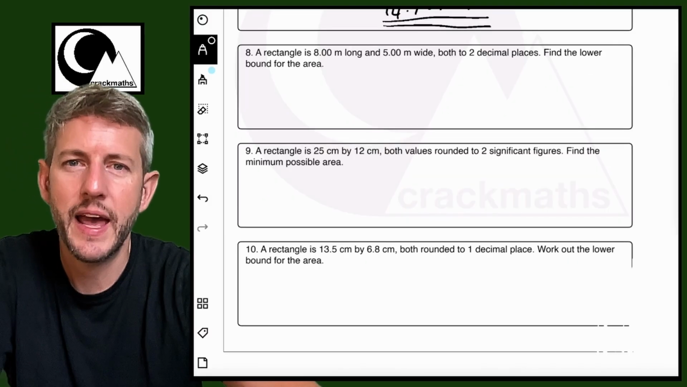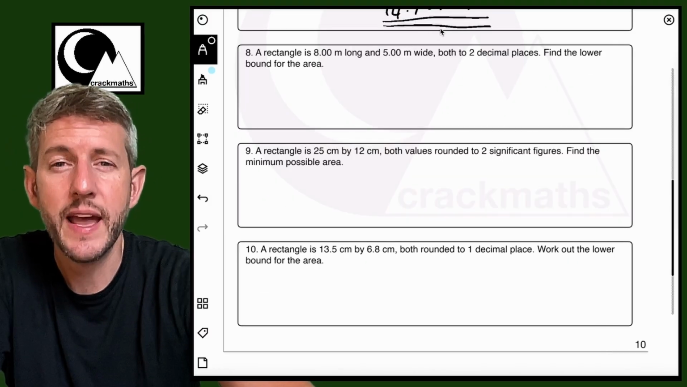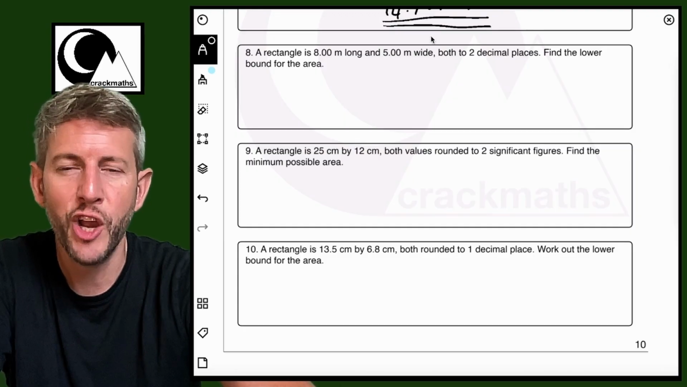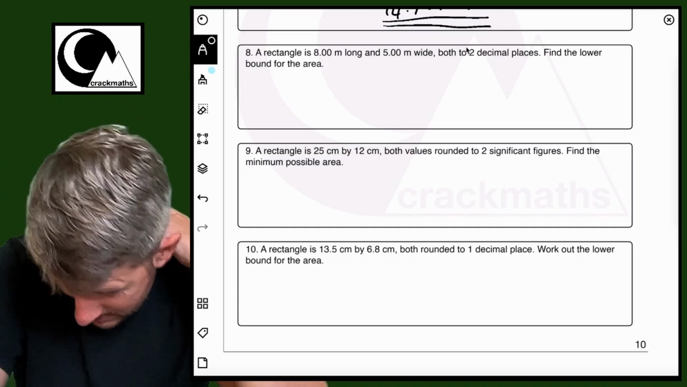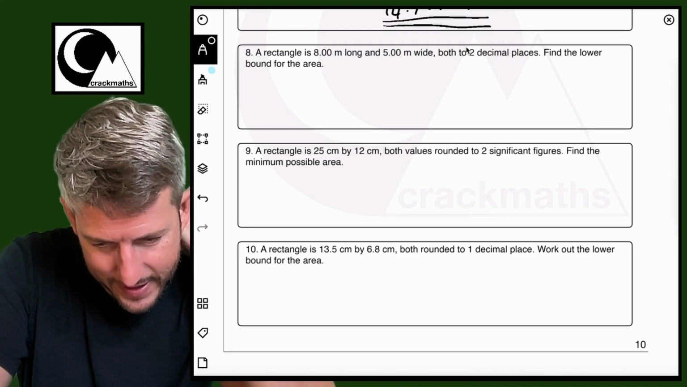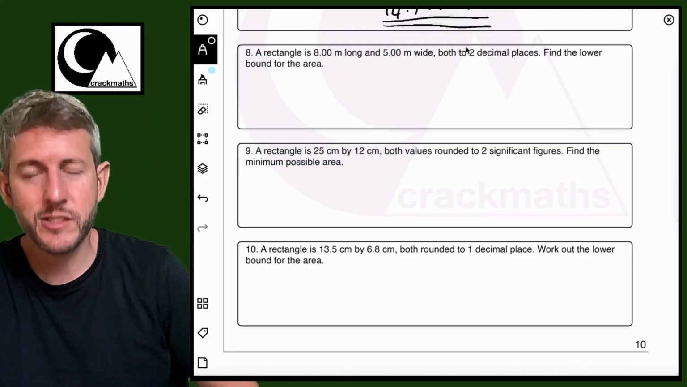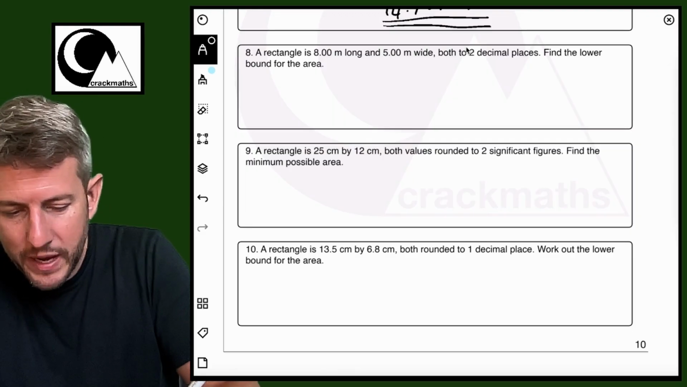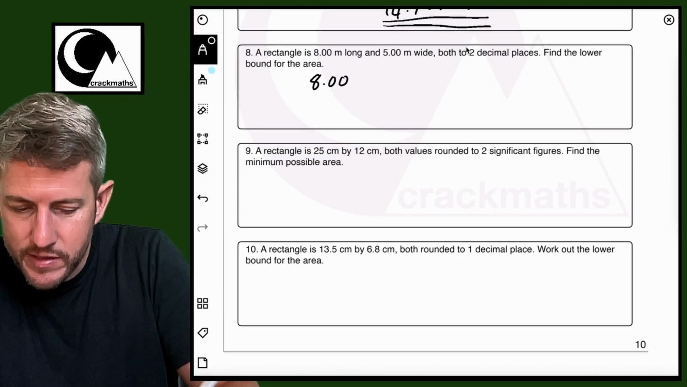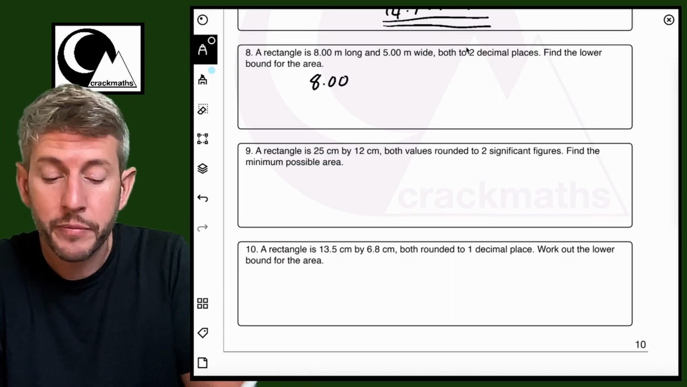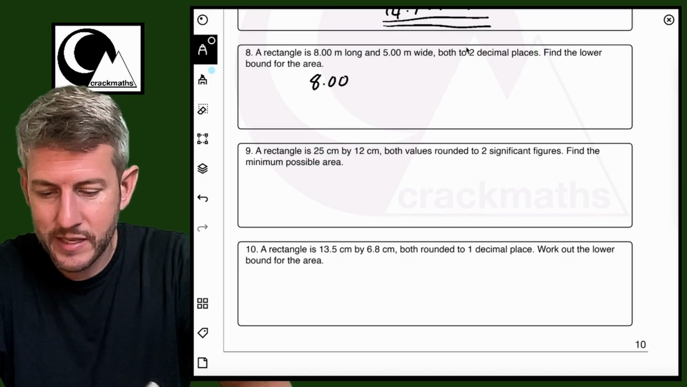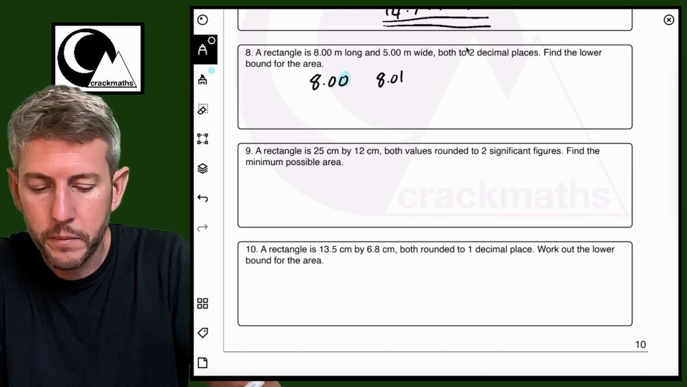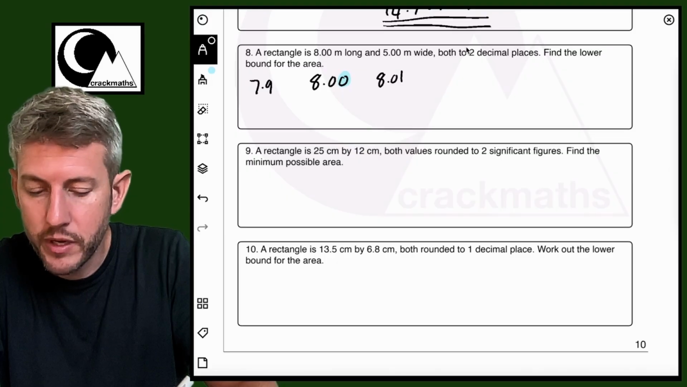Here we go. Question 8 says a rectangle is 8 metres long and 5 metres wide, both to two decimal places. Find the lower bound for the area. Okay, this is a bit trickier. Let's do the error intervals for this. It's to two decimal places. So it was 8.00. If we think about two decimal places, that's this number here that's changing. If we had gone higher, that'd be 8.01, but we went lower, so it's going to be 7.99.